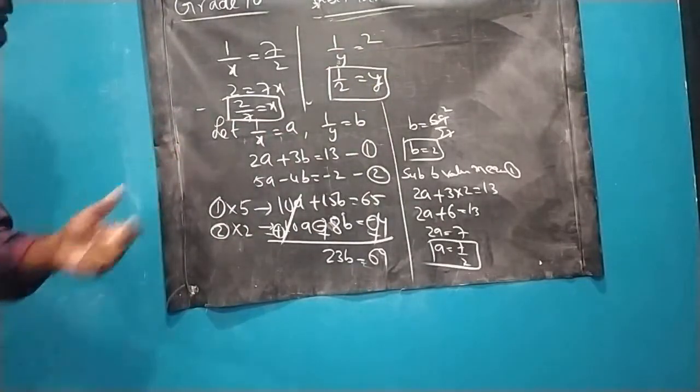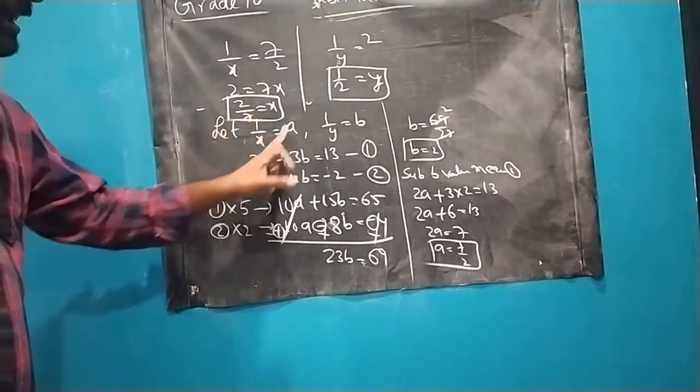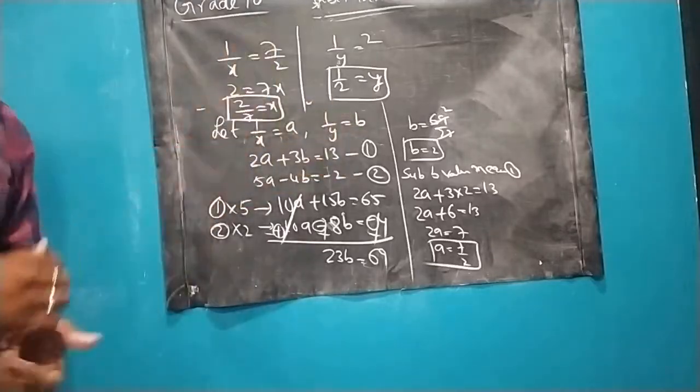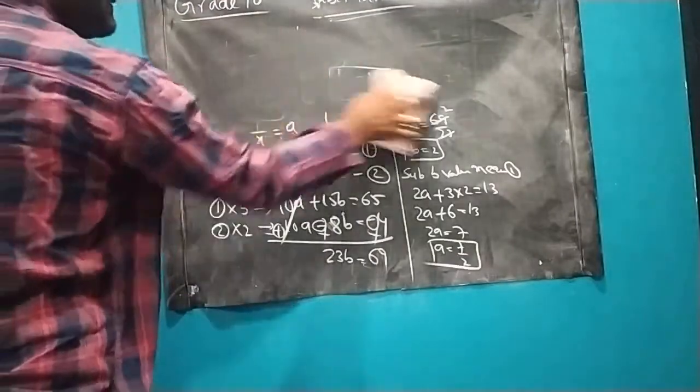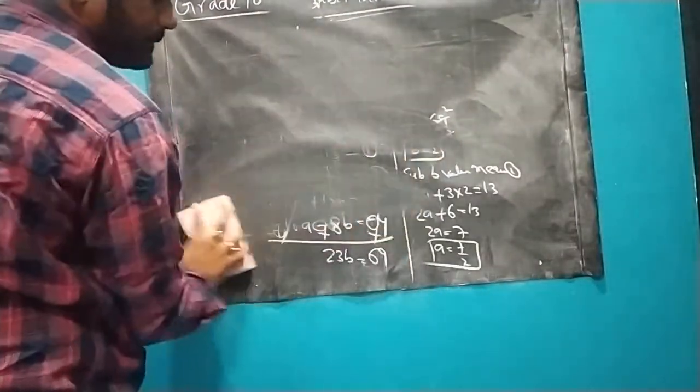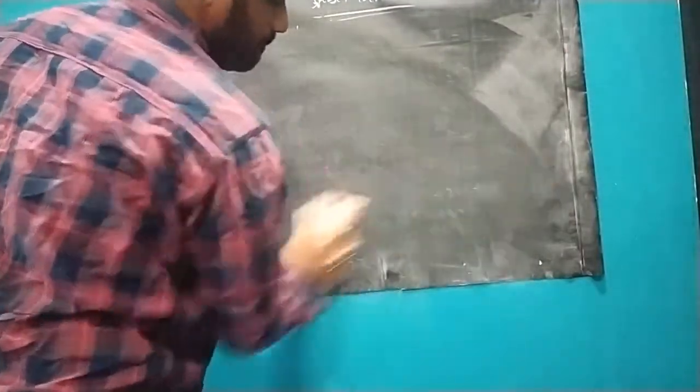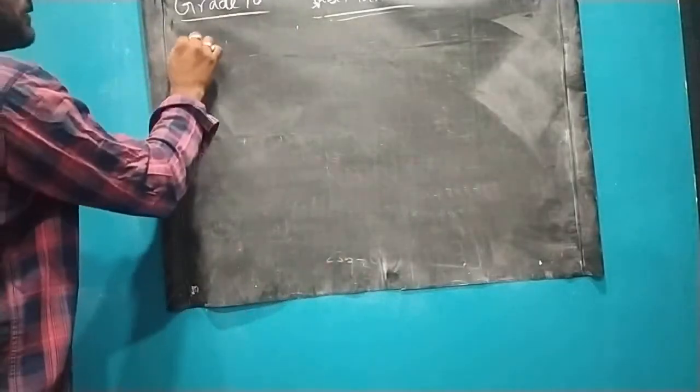So in this type of question, we will be assuming something as a and b if they are similar terms. Now let us take another question for better understanding. Let us take example 2.